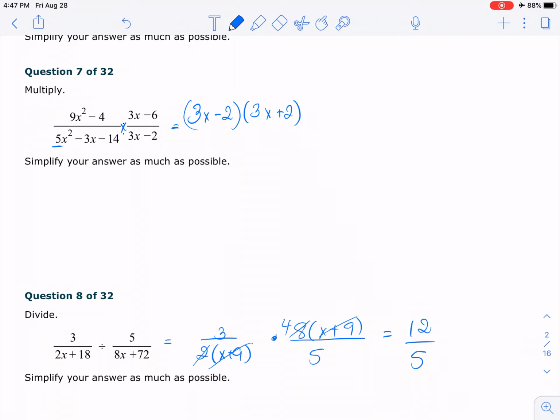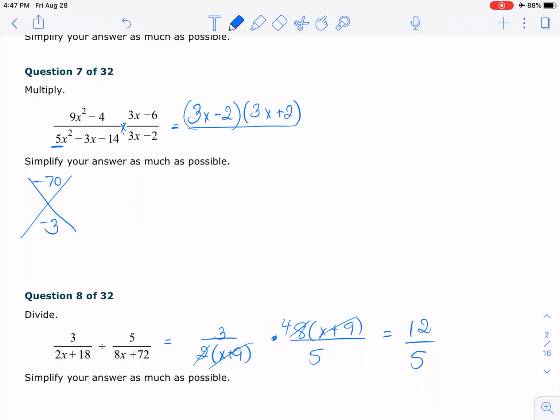And then we have the bottom. So on the bottom, you can see that we have 5 for a. So I'm going to use the AC method. You can use any method that you want. I'm using the AC method. So first I'm going to take 5 times negative 14. So that's going to be negative 70.